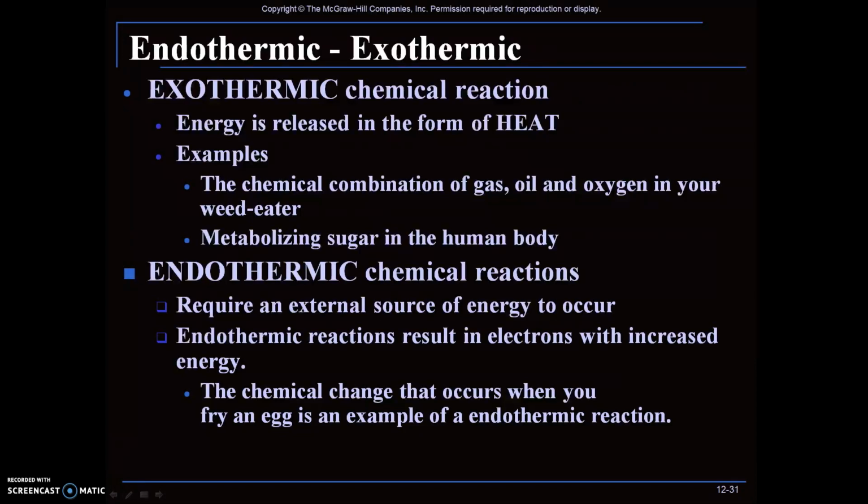Endothermic chemical reaction. It requires an external source of energy to occur. Endothermic reactions result in electrons with an increased amount of energy. The chemical change that occurs when you fry an egg is an example of an endothermic reaction. Whenever we want to fry an egg, we have to heat it up, and when we heat it up, it consumes energy and turns into the way we want it.